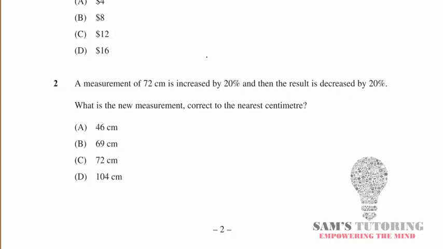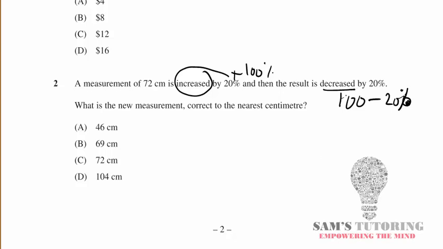So when it says increased by 20%, we're going to get this number and add 100% to it. If it says decreased by 20%, we're going to subtract that 20% from 100. So 100 take away 20%. If it's a decrease, you start off at 100, you subtract 20. If it's an increase, you start off at 100 and you add 20. So what is the new measurement correct to the nearest centimeter?